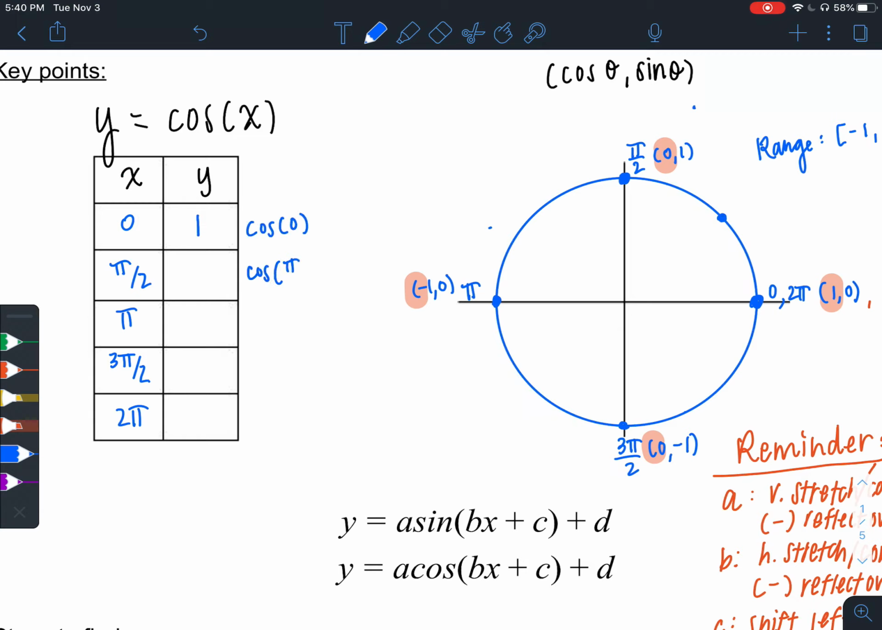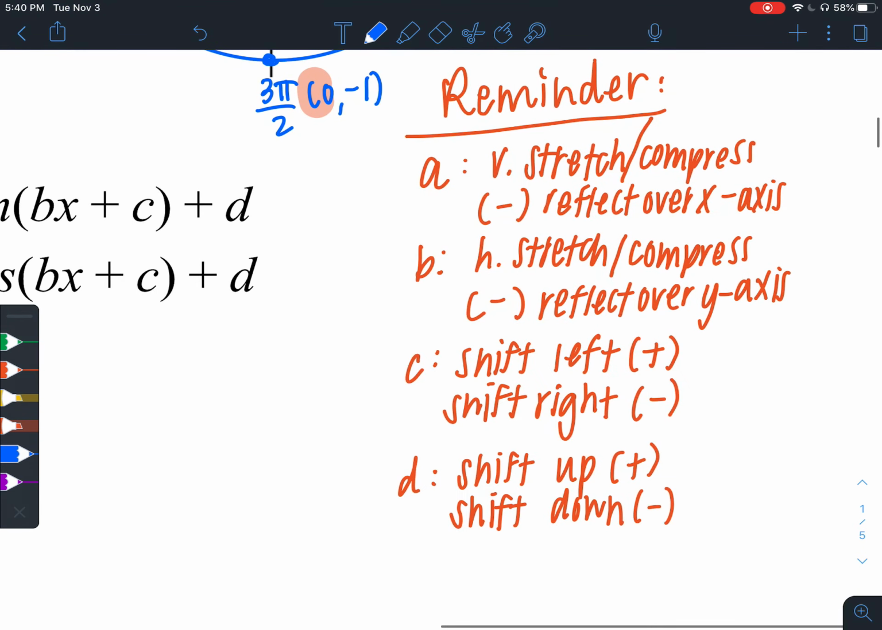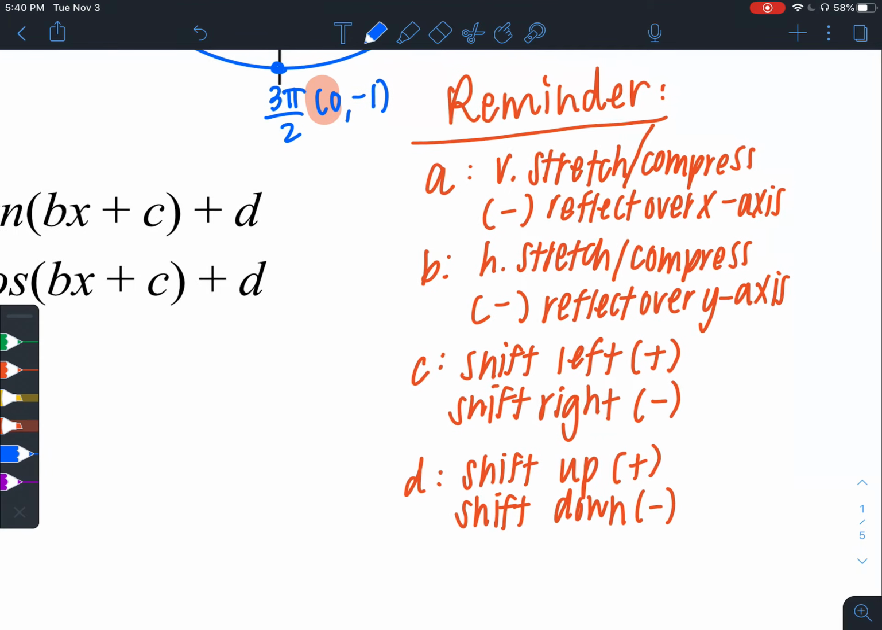Cosine at pi over 2 is 0. Cosine at pi is -1. Cosine at 3 pi over 2 is 0. And cosine back at 2 pi is 1. Okay, so here, just a reminder of what each of those values do. I'm not going to go through them since we've already had notes over them, but feel free to pause and copy them down if you would like.